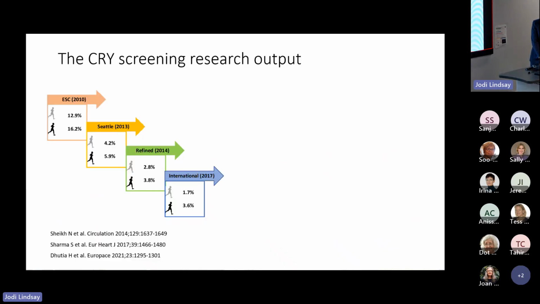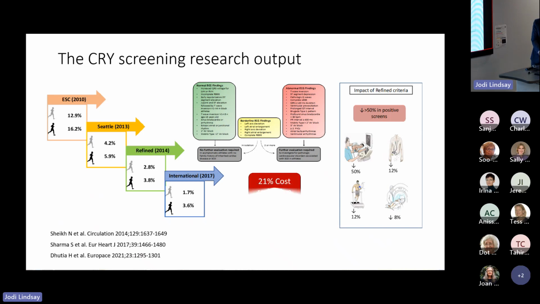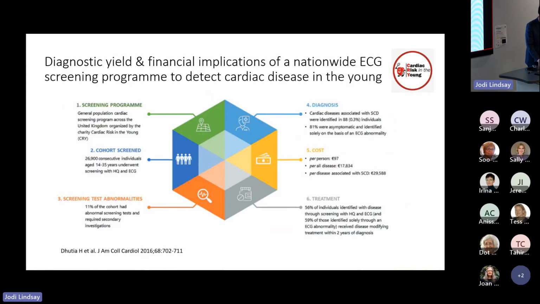Now, we have been able to produce quite a few papers and data that have led to optimization of the ECG criteria that we use and a gradual reduction of the false positives, people who are asked to go for secondary evaluation but we never identify anything. That has led to devising the current ECG criteria, which we call the international ECG criteria, in use since 2017, and has also led to a significant reduction in the cost of the screening program by around 20%, predominantly by reducing the secondary evaluation that is necessary as fewer people get referred.